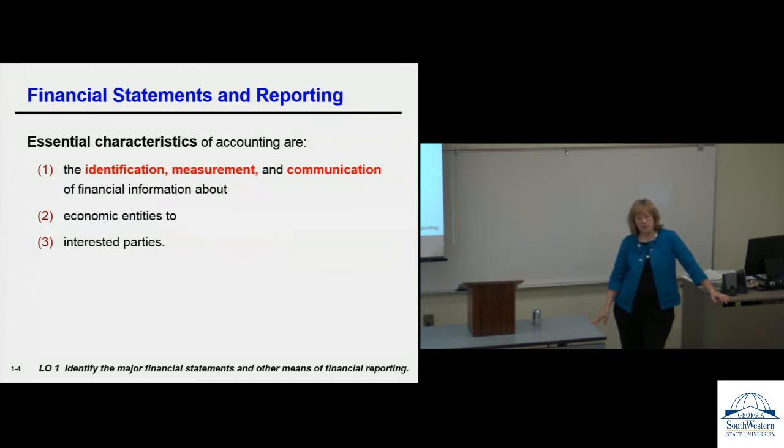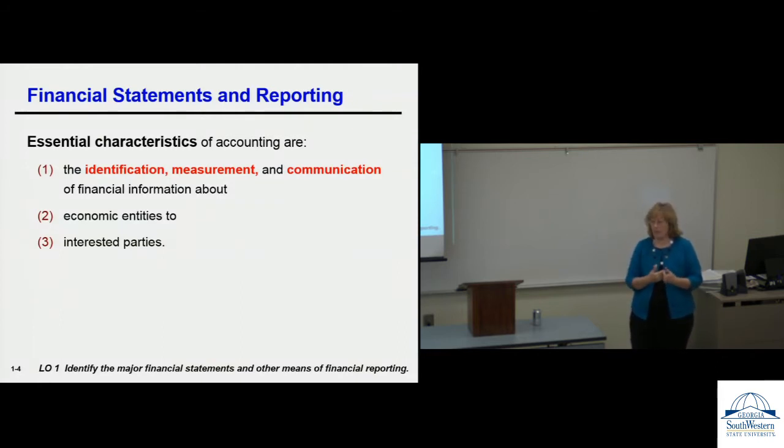The economic entity we might be worried about might be a company, or it might be a group of companies. So we need to be able to separate economic entities into units that we can measure. And we need to be able to distinguish this economic entity from the other ones out there, and separate that entity from the owners or the owner. So we need to be clear about what entity we're reporting on, and we're reporting to interested parties.